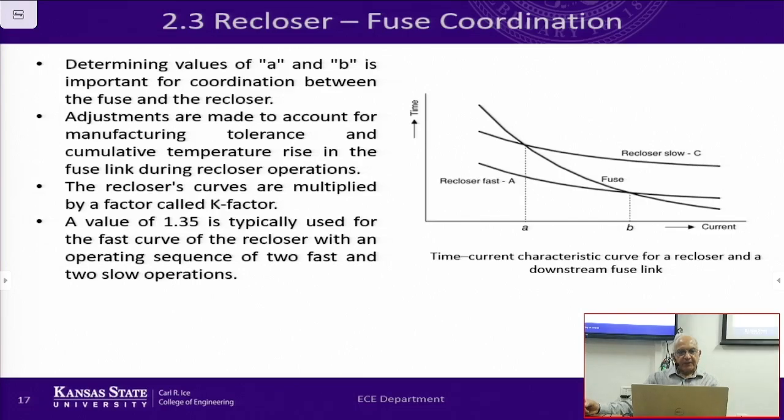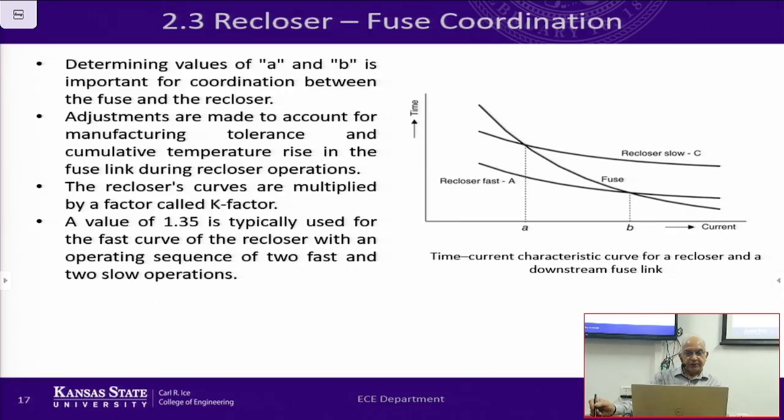Okay. So, in general, finding A and B is very important, because if you pick a smaller fuse, then the graph is going to move lower than where it is. If you pick a bigger fuse, it's going to move up. So both ways, A and B are going to shift. So we have to pick the right kind of fuse which provides enough separation between their characteristics.